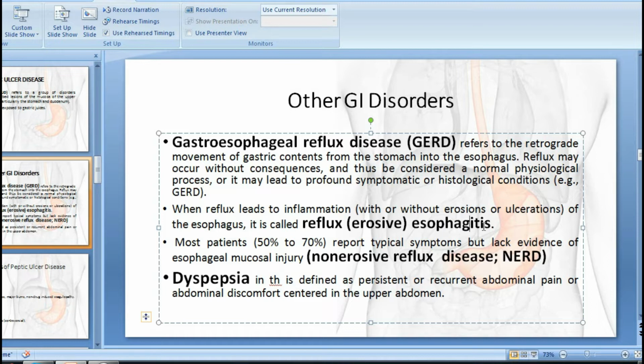You must know that. The next one is, most of the patients, that is 50% to 70%, report typical symptoms but lack evidence of esophageal mucosal injury, which is also known as NERD, non-erosive reflux disease. The third one and the most common one is dyspepsia. It is defined as persistent or recurrent abdominal pain or abdominal discomfort centered in the upper abdomen.